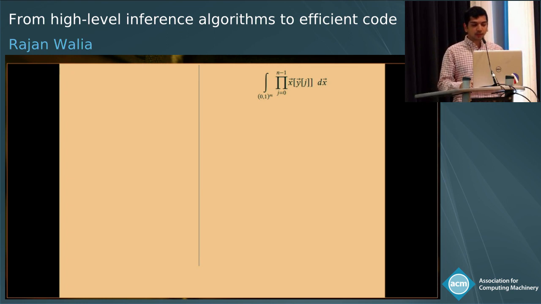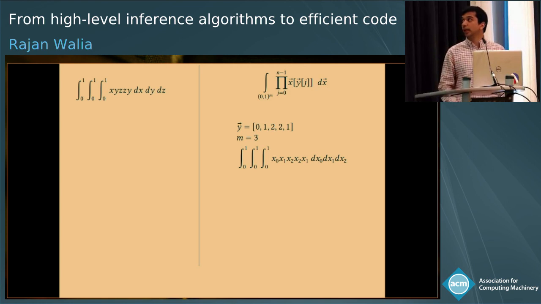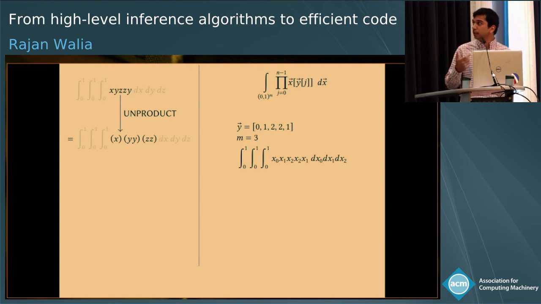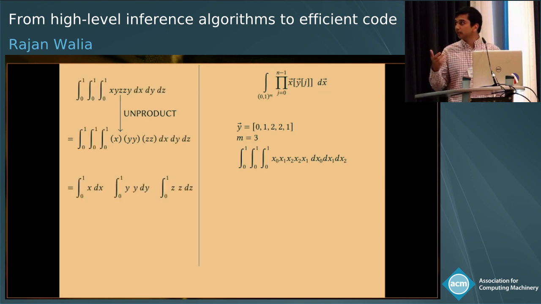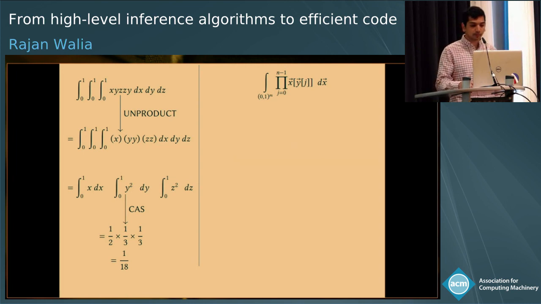Well, let's look at a simple instantiation of this problem. Let's say y is 0, 1, 2 to 1, and m is just 3. Now, this is a simple problem where we are just trying to integrate over 3 dimensions. To do that, we look at the body of the integral, and we factor out each variable separately. We separate each variable out, and that's the unproduct operation. Once we do that, we can distribute the integral inside, and then we can use our computer algebra systems to calculate this integral.